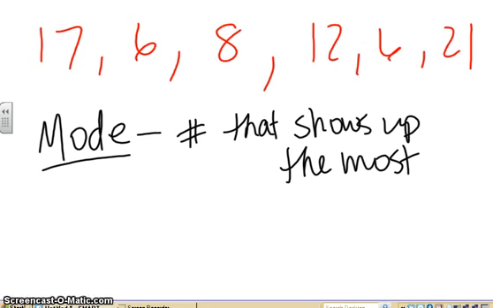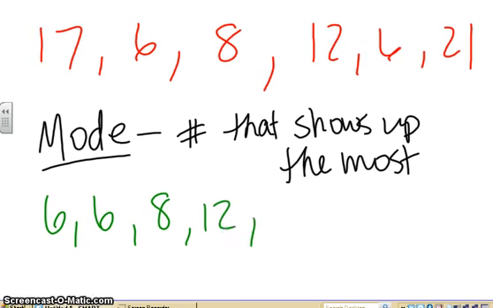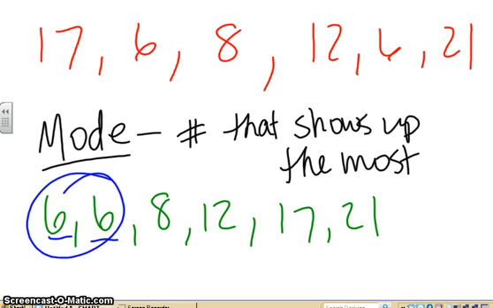Well, when we put our list in order, again, because we always have to put the list in order, how many times does a 6 show up? A 6 shows up twice. An 8 only shows up once, 12 once, 17 once, 21 once. Well, the number that's the mode then is the 6, because that is the number that shows up the most.